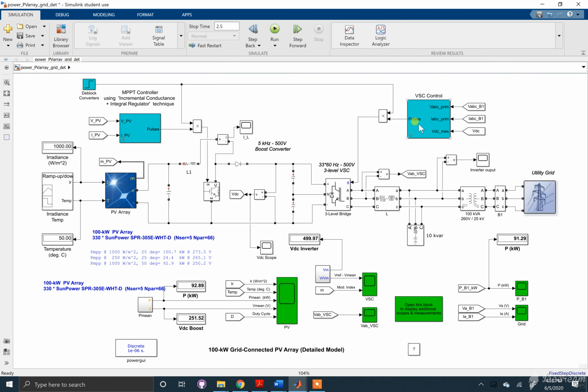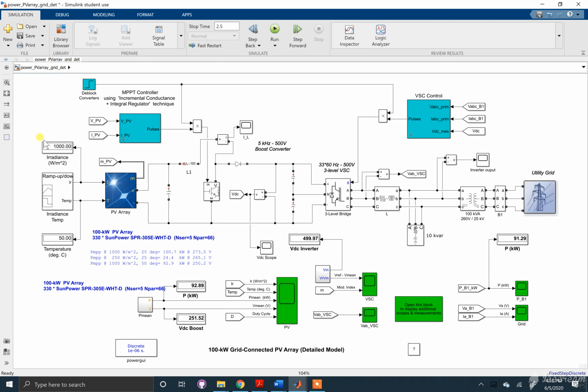in the right side. Now going back to the generation side, we have our PV array, which consists of 66 parallel strings of 5 modules in series, with each module having a maximum power capability of 305 watts.